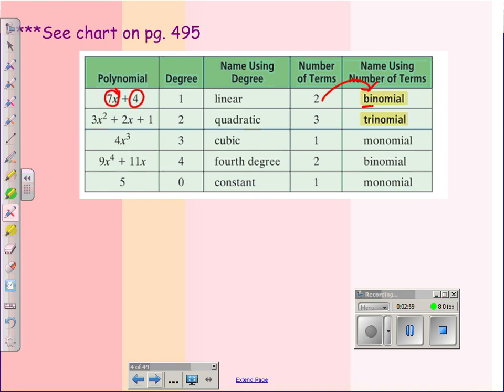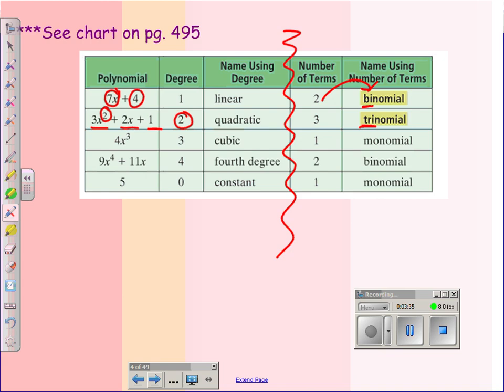In the next example, 3x squared plus 2x plus 1, it's known as a quadratic because of the degree. So you could really divide this table into two parts. The name using the degree is on the left. The name using the number of terms is on the right. So it's always going to be a quadratic when the degree is 2. It's a trinomial because there are 3 terms, 1, 2, 3. You know that the prefix tri means 3.